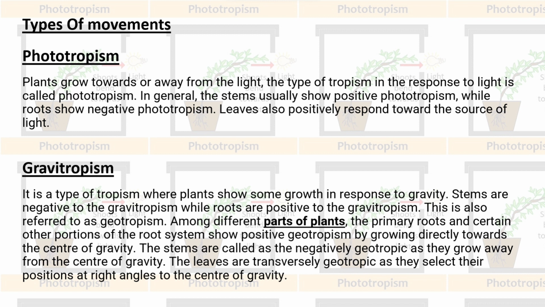Gravitropism. It is a type of tropism where plants show some growth in response to gravity. Stems are negative to gravitropism while roots are positive to gravitropism. This is also referred to as geotropism.